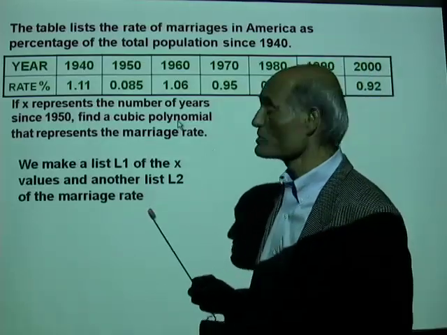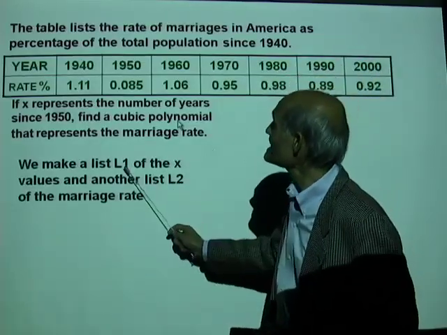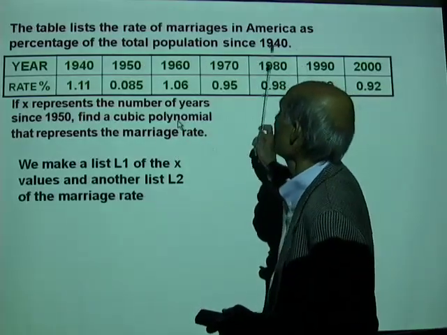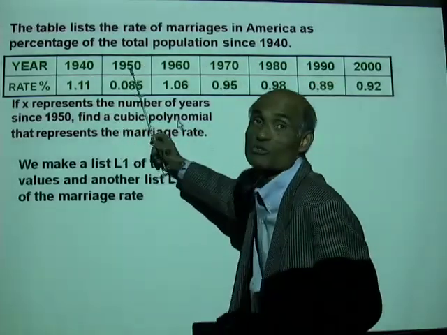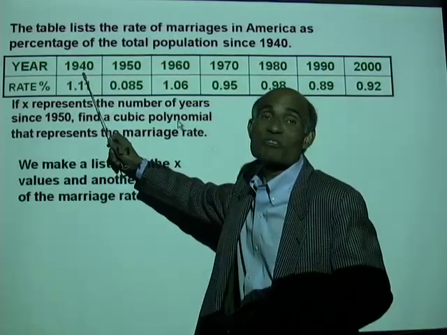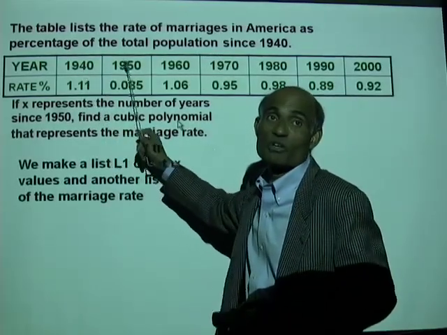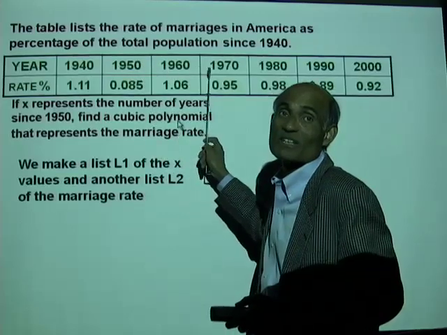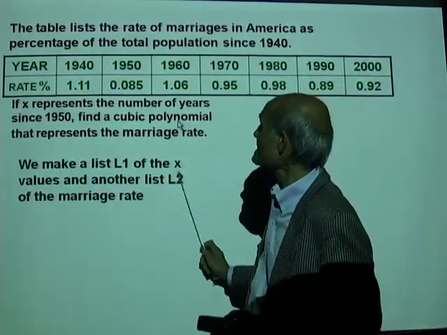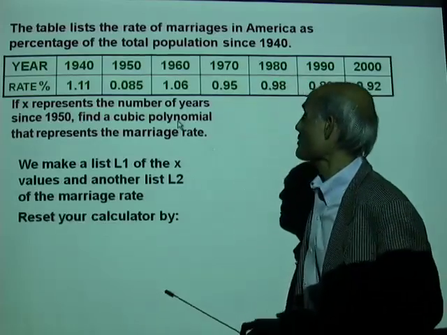All right, what we're going to do is make a list L1 of the X values. The X values are the years, starting 0 at 1940. That means if this is 0, this is 10, 20, 30, 40, 50, 60. And the list L2 is the marriage rate.